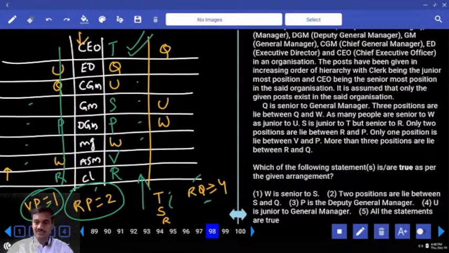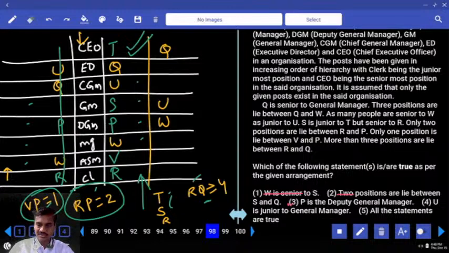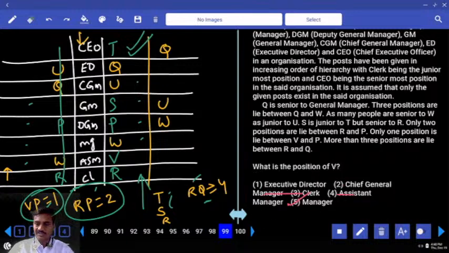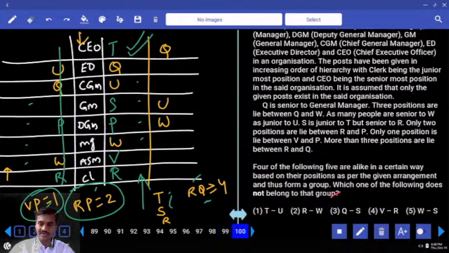98. Which of the following statements is true? W is senior to S? Wrong. 2 in between S and Q? No. P is the deputy general manager? Yes. Choice 3, question number 98. Then 99. What is the position of V? Now what is the position of V? V is assistant manager. Choice 4, 99. And finally 100.